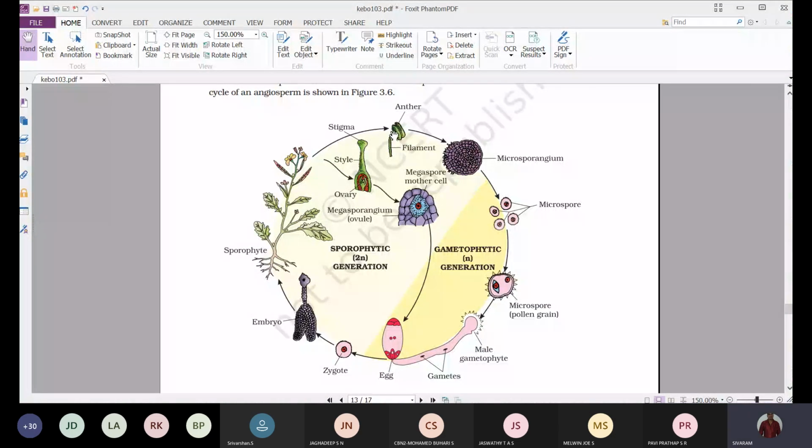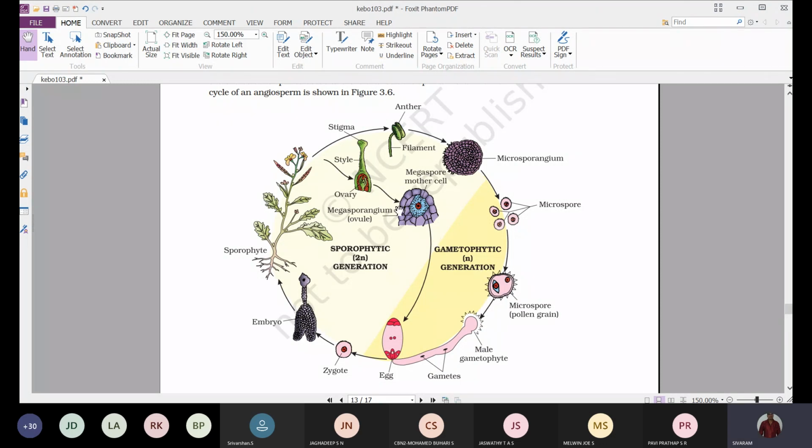The anther consists of a microsporangium, that is the pollen chamber. Inside the pollen chamber, we'll find the pollen mother cells. These pollen mother cells undergo meiosis and produce microspores. These microspores later develop into pollen grains, the mature microspores. These pollen grains from the anther are transferred onto the stigma, and this process is called pollination.